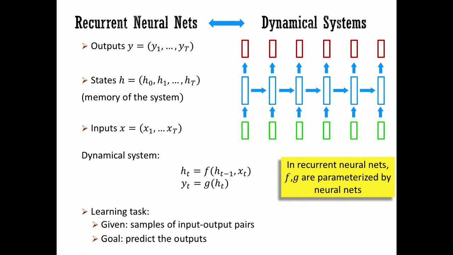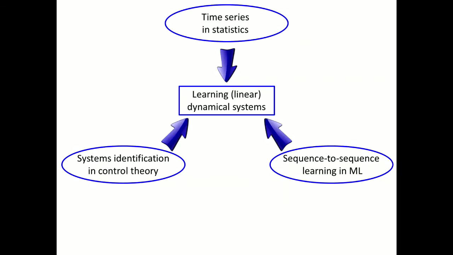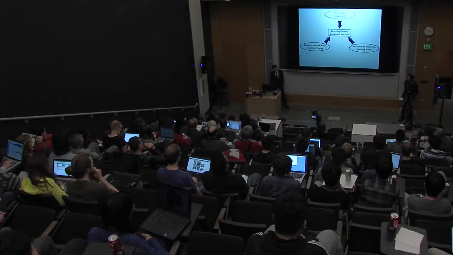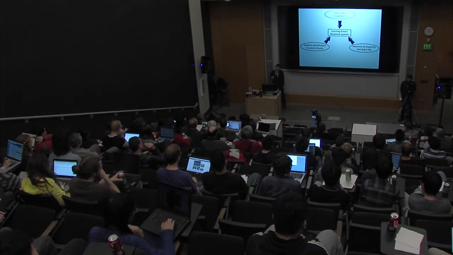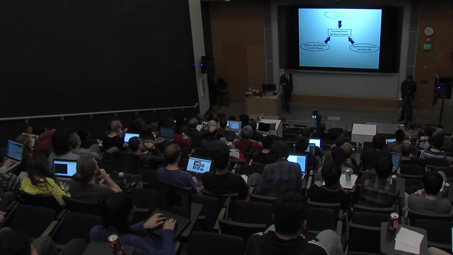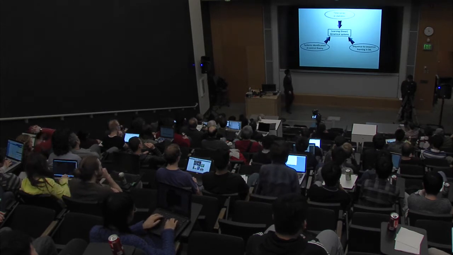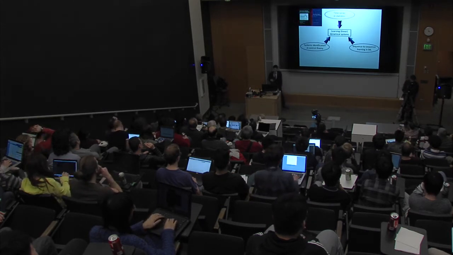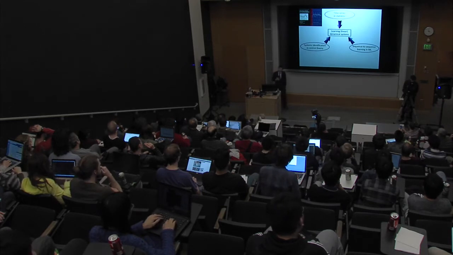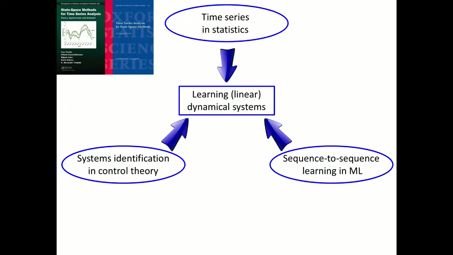Even though our main motivation was to study recurrent nets, it turns out that the problem of learning dynamical systems has been studied for quite a while in three communities. In time series and statistics, this is often called a state space method, which was originally proposed by Kalman in 1969. There have been a lot of books that cover different techniques about state space methods, with a lot of applications in econometrics. In control theory, this is often called system identification, meaning we want to identify the parameters of the system.